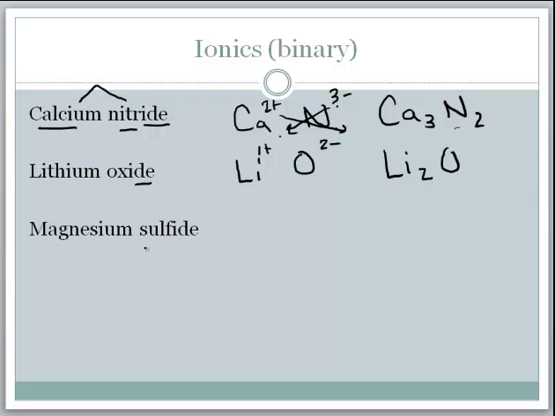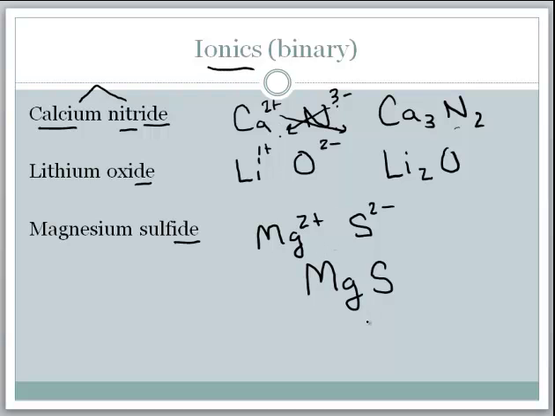Okay, magnesium sulfide, again, IDE ending. So magnesium 2+, sulfur 2-. Crisscross, when our subscripts are the same for an ionic compound, we write it in the lowest whole number ratio. So it's MgS.